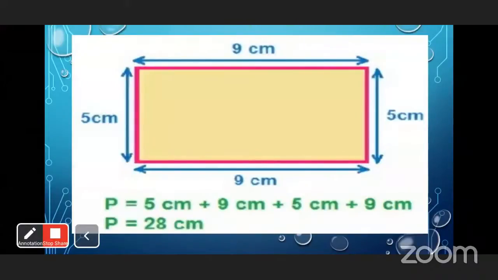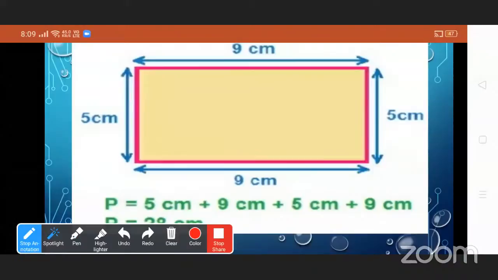So now see the next one. This is P. P means perimeter of this figure. To find out the perimeter of this figure, we add this side plus this side plus this side. So P is equal to 5 centimeter plus 9 centimeter plus 5 centimeter plus 9 centimeter, and the final perimeter is 28 centimeter. To find out the perimeter, we have to add all sides.